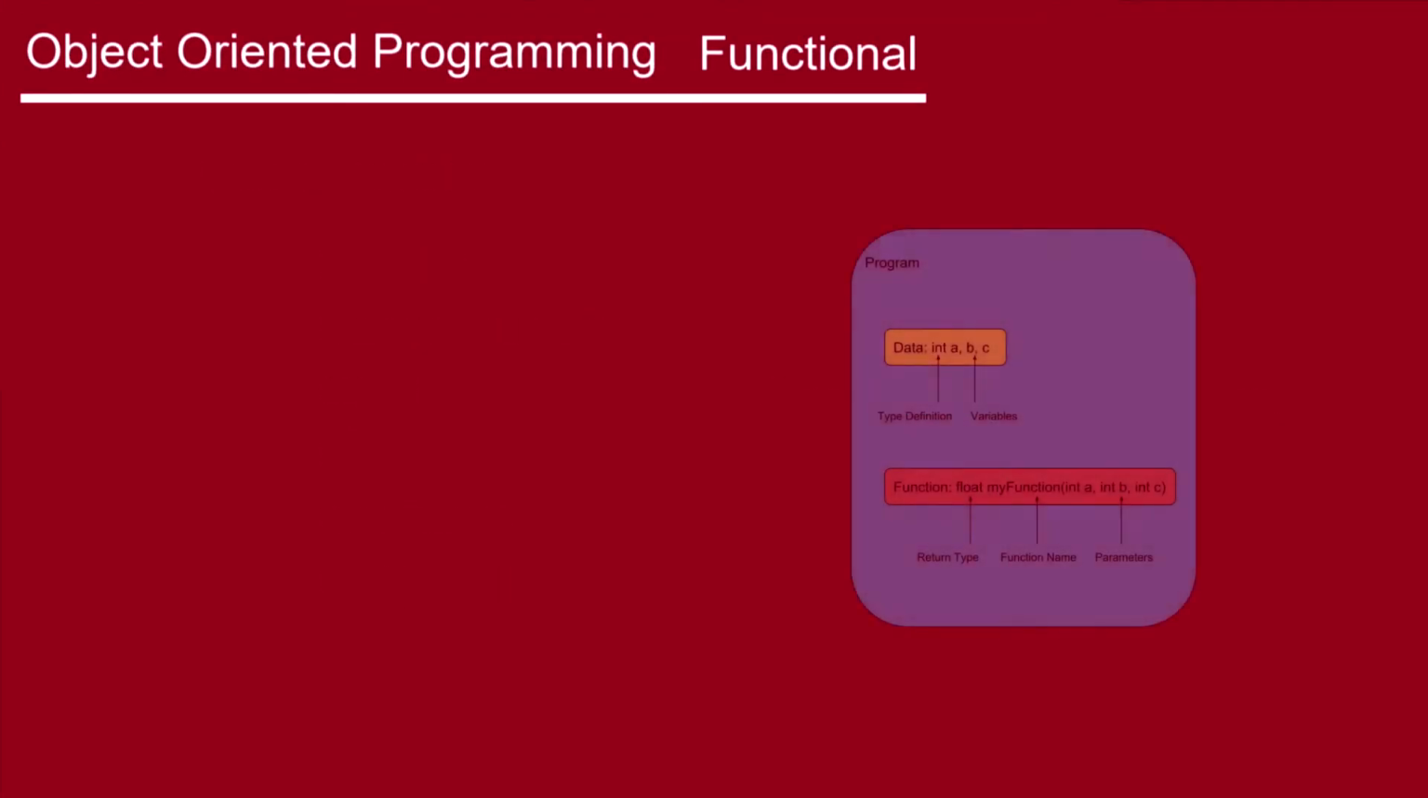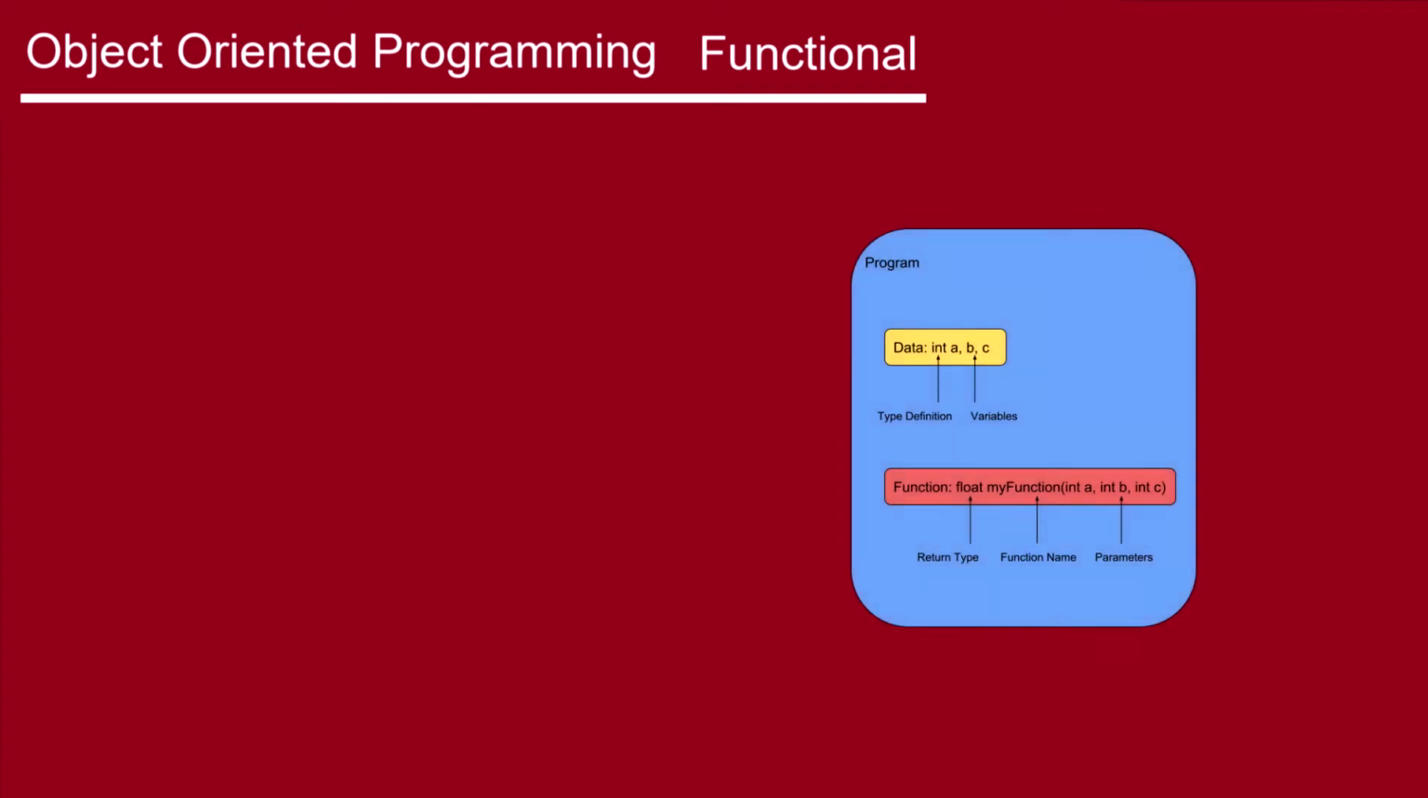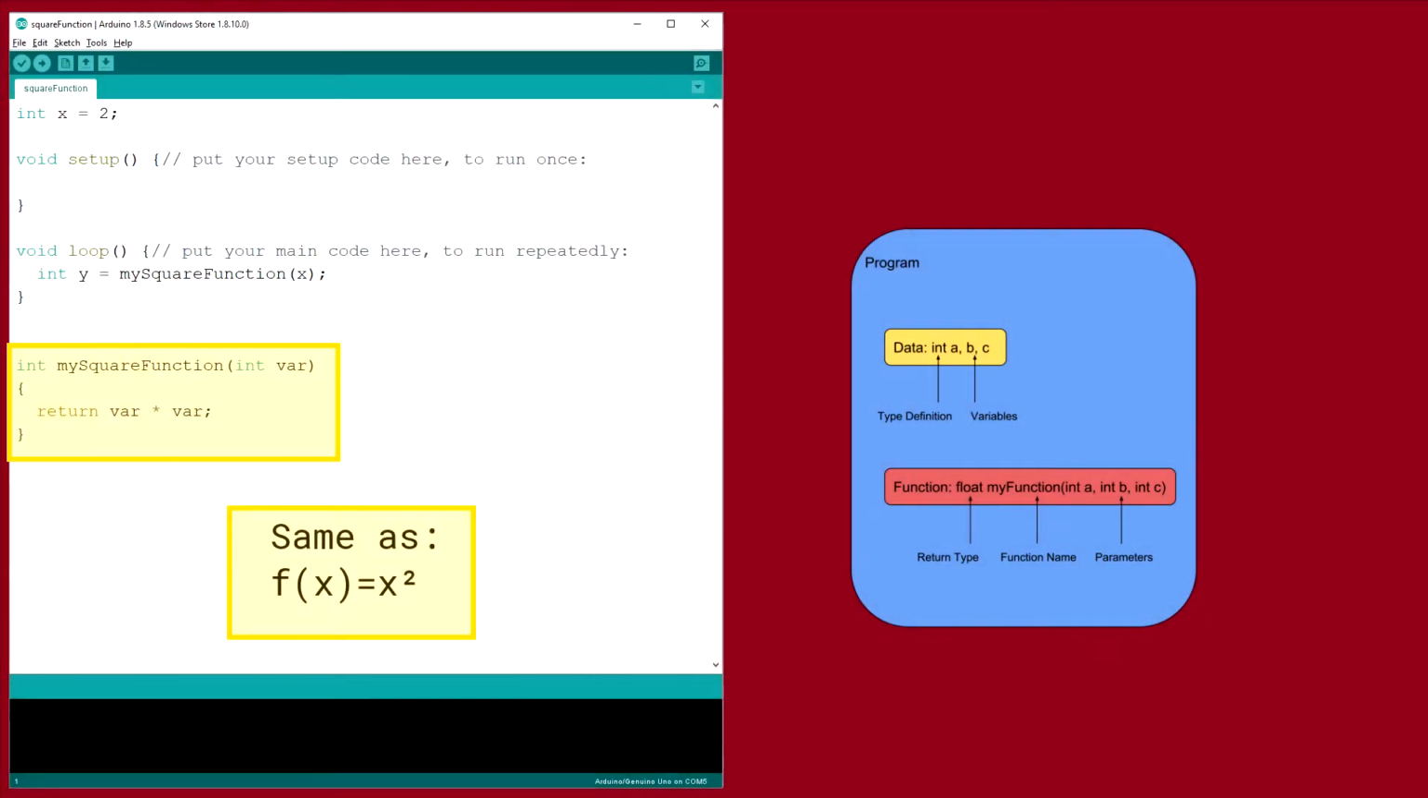First, let's talk briefly about functional programming. If you have some experience in C or writing basic sketches in the Arduino IDE, this is likely what you are most used to. Functional programming, like its namesake, works much like mathematical functions. Functions have an input and an output. The value of the output depends on the input.